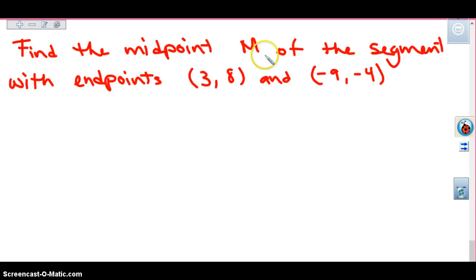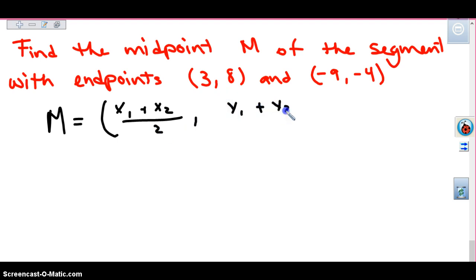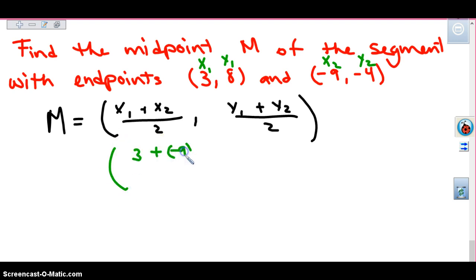We need to find the midpoint M of the segment with endpoints 3, 8, and negative 9, negative 4. Let's start with writing down the formula. Let's label our ordered pairs 1 and 2. And now we can substitute into our formula. So x sub 1 is 3 plus negative 9 divided by 2, our comma. Y is going to be 8 plus negative 4 divided by 2.